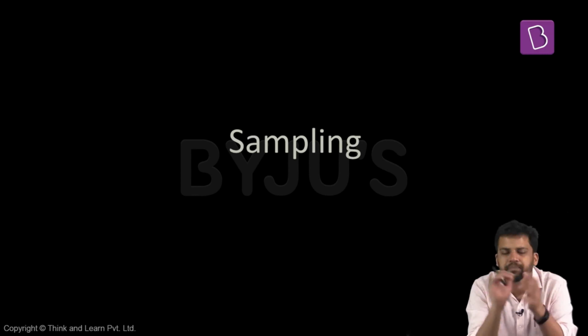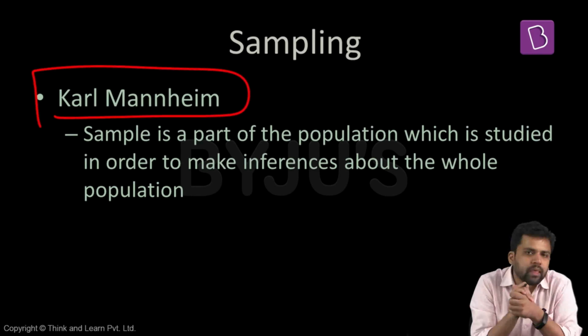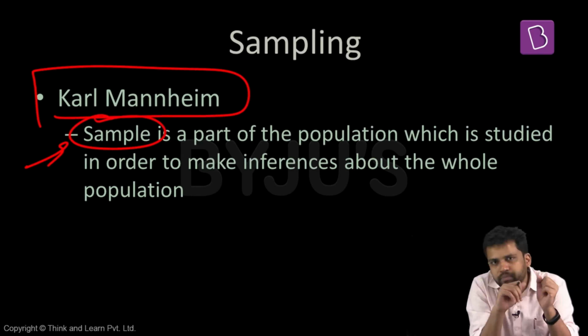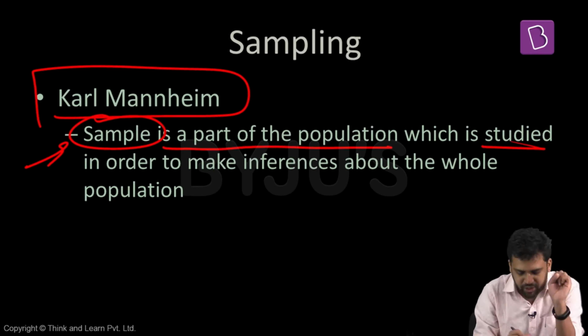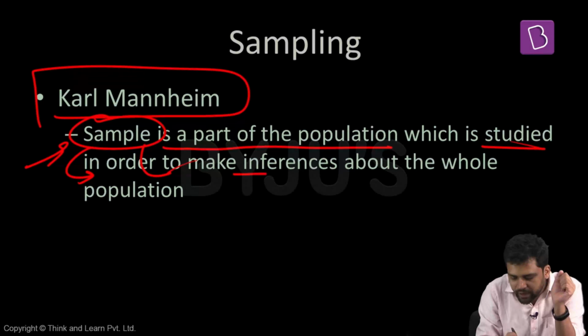So we'll start with the topic. What is sampling? What is the definition of sampling? Now sampling means you are creating a sample. What is a sample? A sample is a part of a population, the population which has to be studied. And the sample is such that from the sample itself, we can make inferences about the whole population.